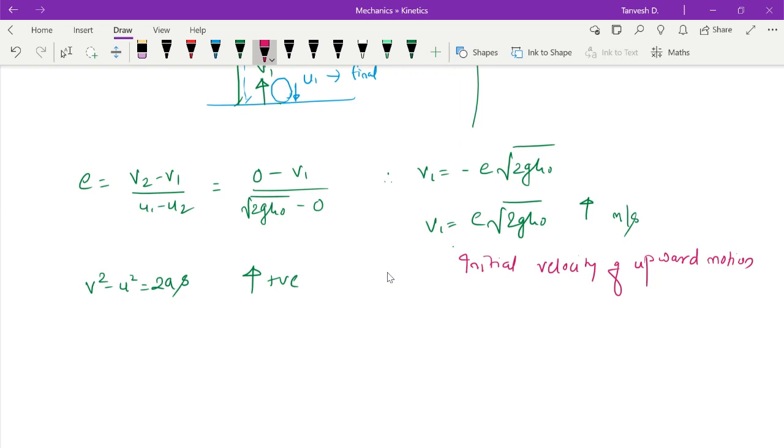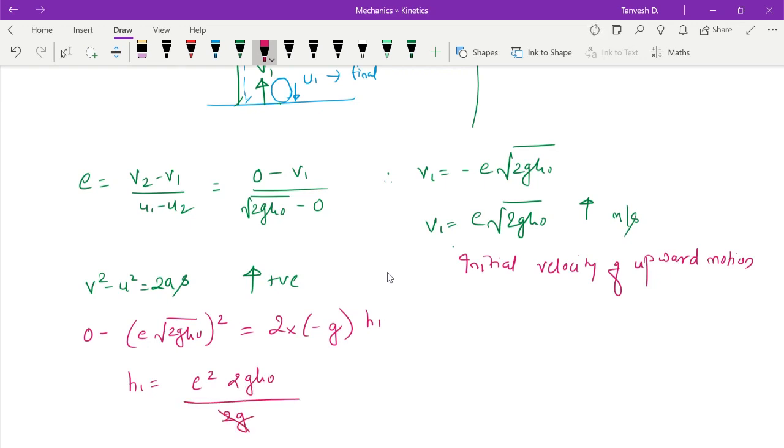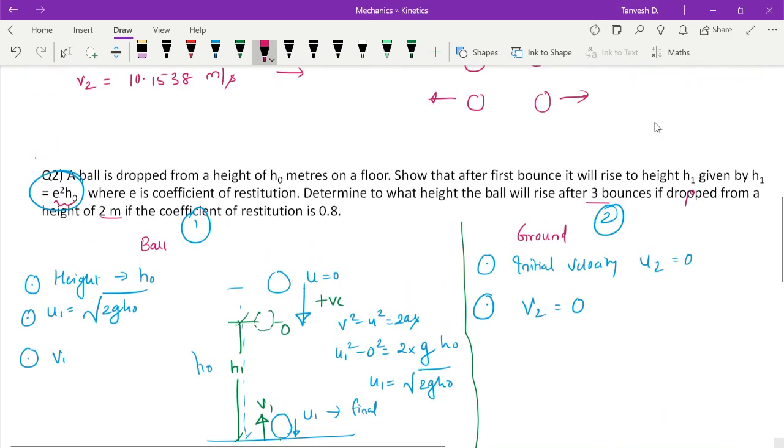The final velocity is 0, so 0 minus e under root of 2g h0, the whole squared, is equal to 2 into minus g into h1. So h1 will be e squared into 2g h0 divided by 2g. This will get cancelled, therefore h1 is e squared h0. This is what we had to prove, that h1 is equal to e squared h0.